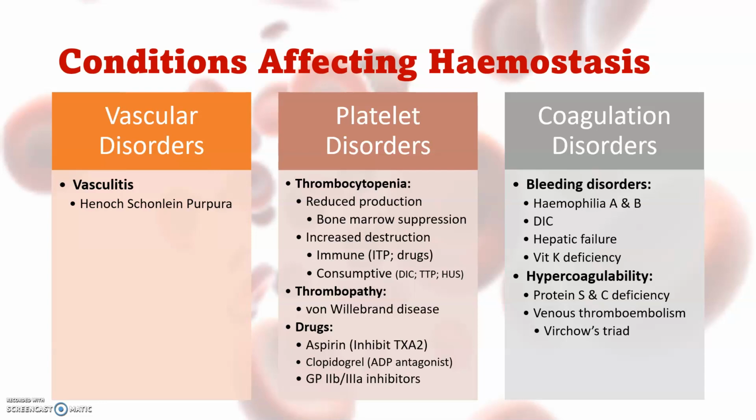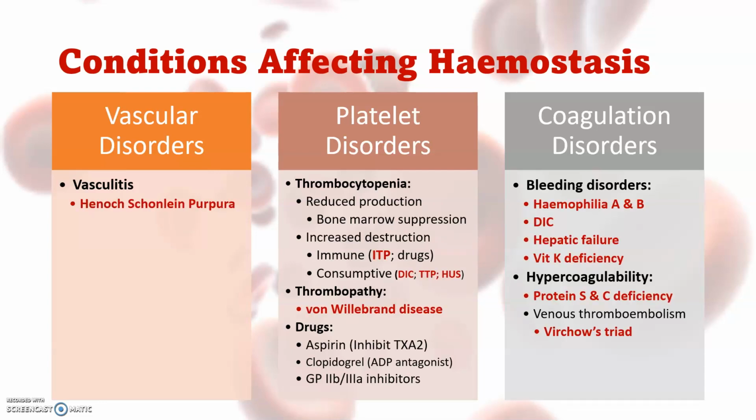So when we're thinking about conditions affecting hemostasis, we can look at these vascular, platelet, and coagulation disorders as some of the more important conditions that you might encounter in an emergency department. For your Part 1 exam, the conditions highlighted in red are some of the conditions that you should focus on and learn a little bit more about. Of course, the drugs are always important, those listed here, plus others, such as the thrombolytic agents.